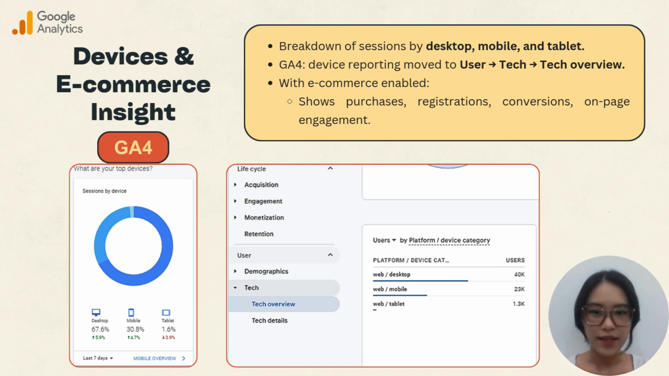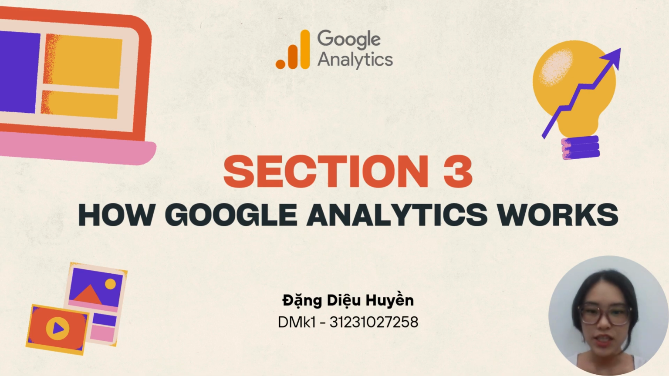About devices and e-commerce insights, this slide shows device distribution across desktop, mobile, and tablet. In GA4, device-level reporting is found under User, Tech, and then Tech Overview. If e-commerce tracking is enabled, the dashboard also displays purchases, registrations, conversions, and engagement indicators. Next is section 3, which explains the mechanics behind Google Analytics.